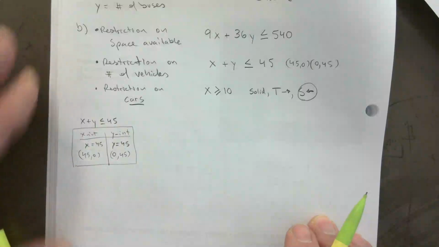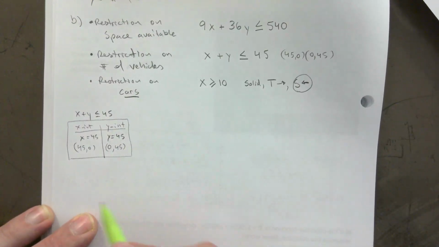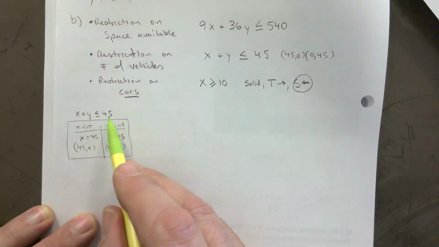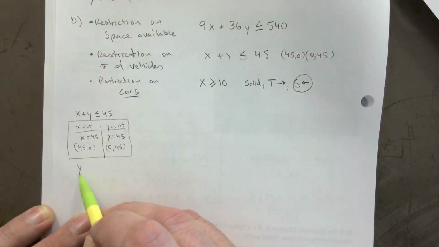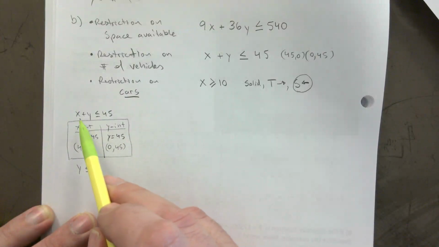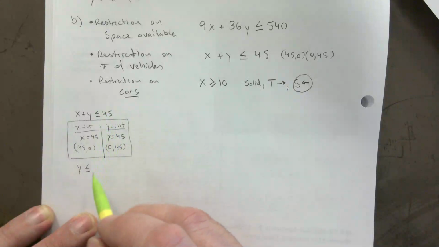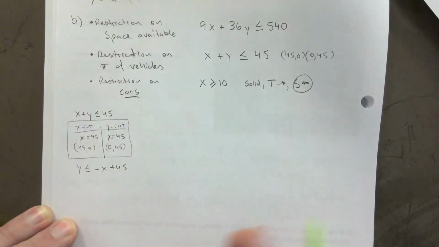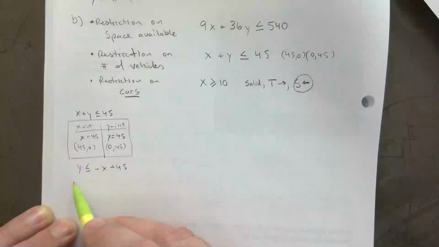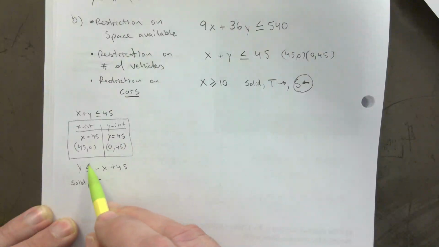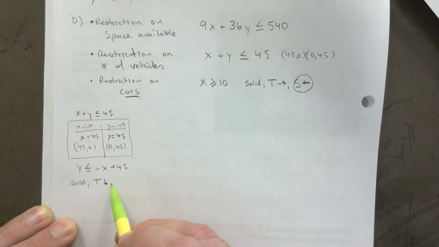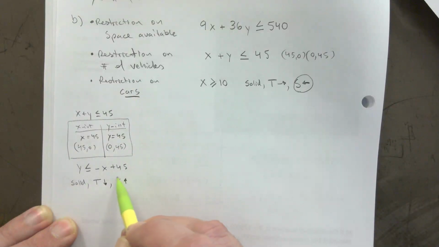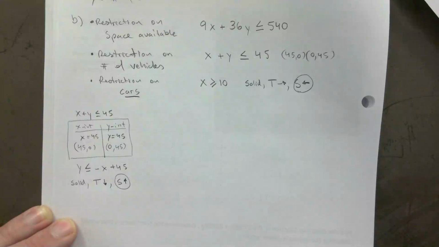You're writing this down, right? Then you rewrite it. So Y is less than or equal to, the X comes over to the right side, negative X plus 45. That's it. Then you need to just tell me that this is solid. The true region in this case is below the line, the boundary line. I'm going to shade above the line. We're good so far?